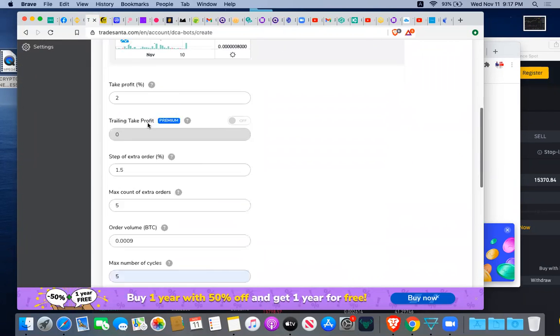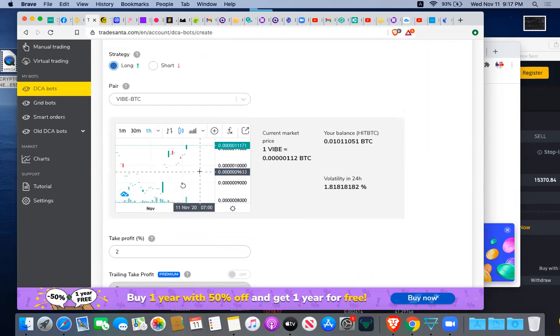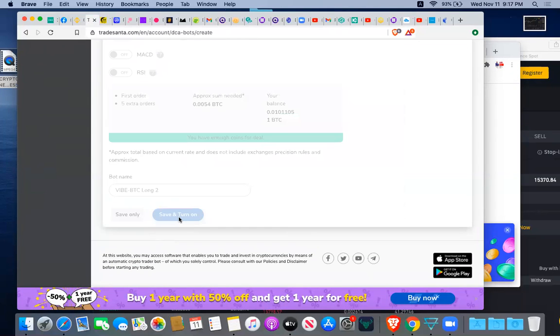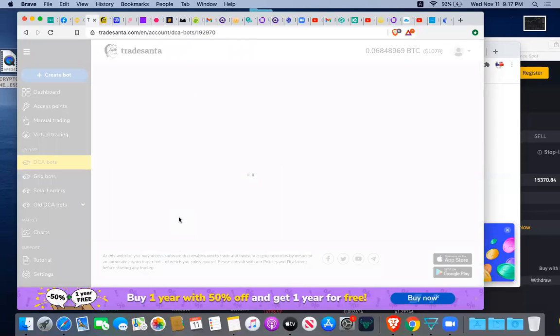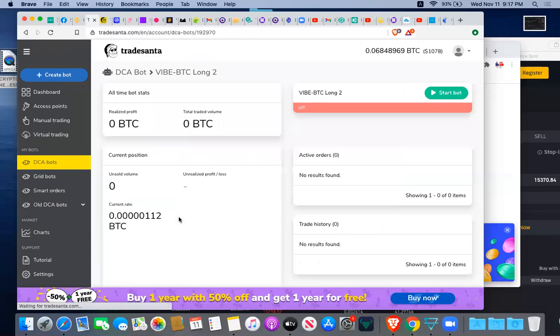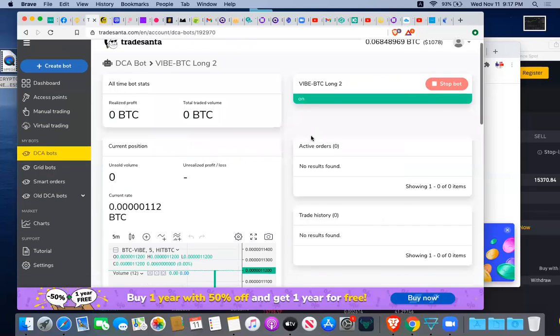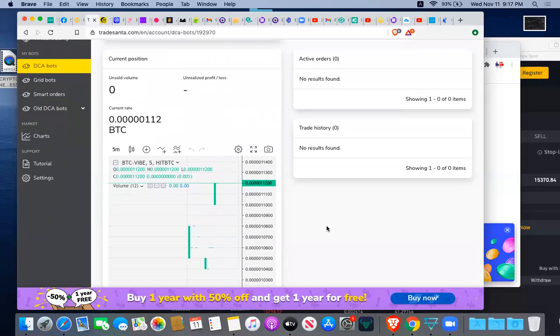2%. When it comes to 100 sats, when will it come? I don't know. So let's keep it there. So you click save and turn on. Okay, shortly it's going to turn on, or you can start the bot after. The coin is actually moving fast. You can see it just jumped up now.